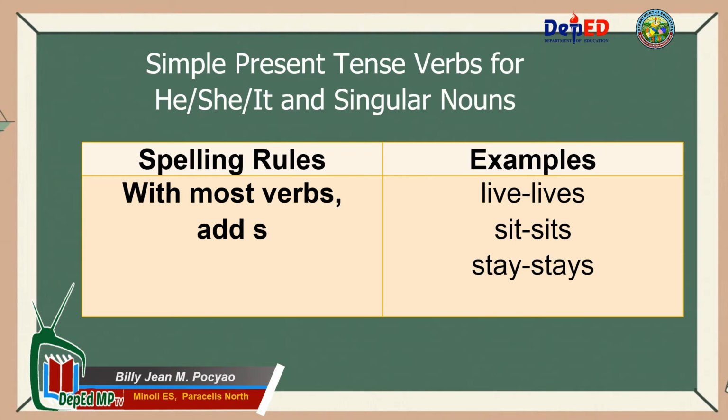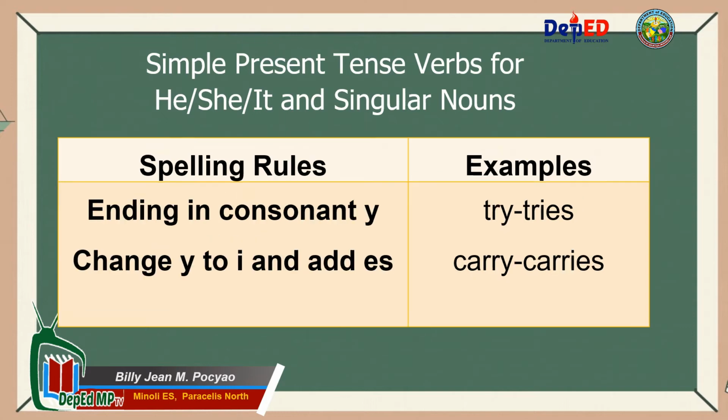We have the spelling rules. With most verbs, you just add s. Examples: live, lives; sit, sits; stay, stays. Another spelling rule: action words ending in consonant y, you change y to i and add es. For example, try, tries; carry, carries.